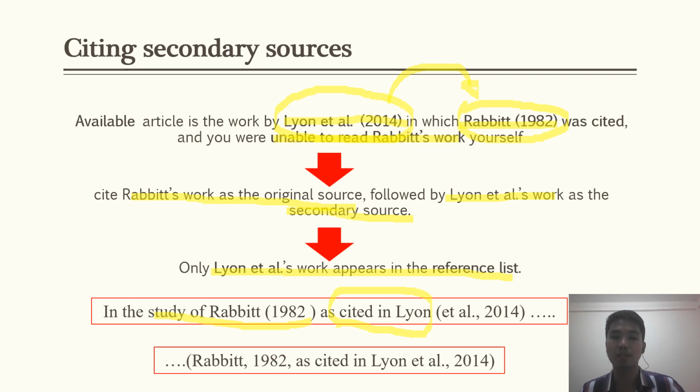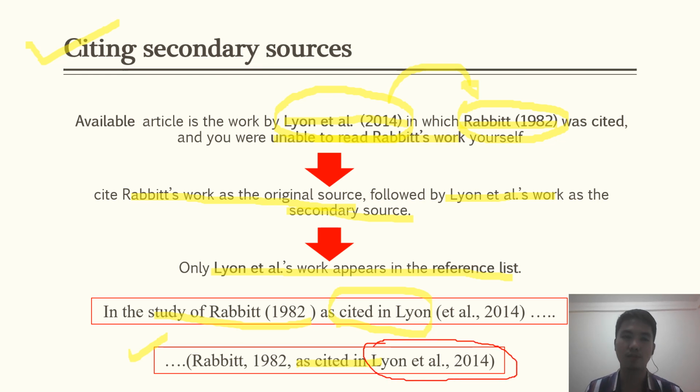You could do your secondary citation using a narrative in-text citation format. Pwede rin through parenthetical format. In the second example, this is your parenthetical format: Rabbit 1982 as cited in Lyon et al. 2014. In our reference list, since hindi mo naman talaga mahanap ang primary source, ang ilalagay mo sa inyong reference list is your secondary source.